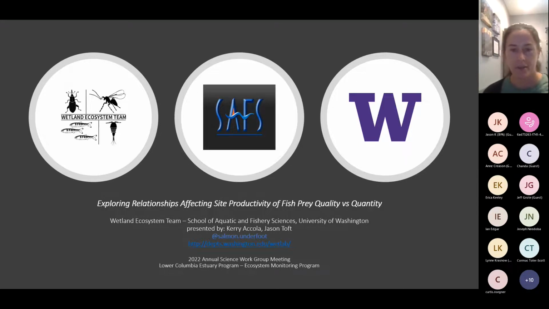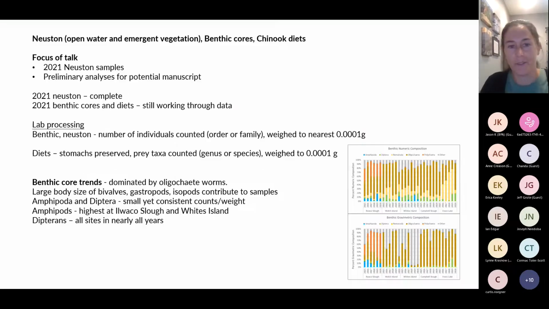My name is Kerry. I'm here with Jason Toft, and probably some other of our lab members. We're with the Wetland Ecosystem team at the School of Aquatic and Fishery Sciences at the University of Washington. Our work is all lab-based, so my field photos will be of people looking at microscopes. But what we do in our group is we process the Neuston samples that are taken, both open water and emergent vegetation. We process the benthic cores and then also the Chinook diets. The stomachs come to us and we process those diets.